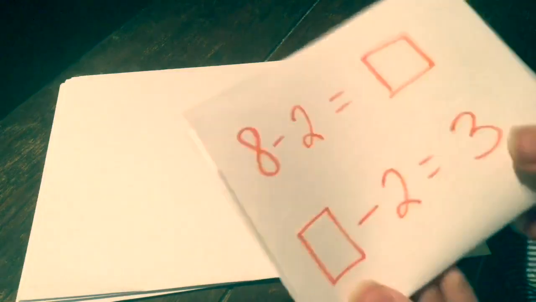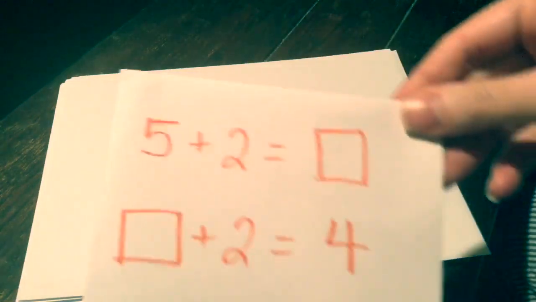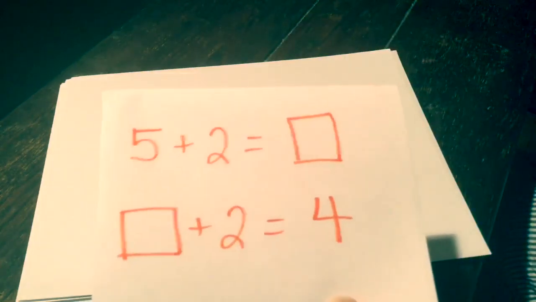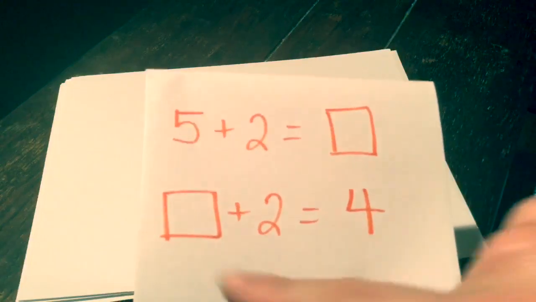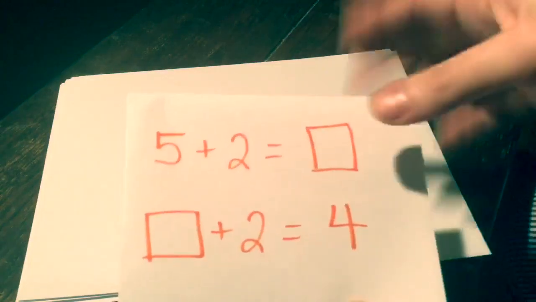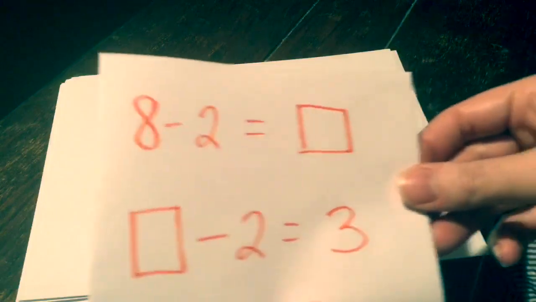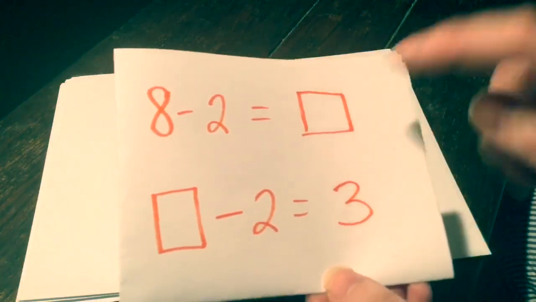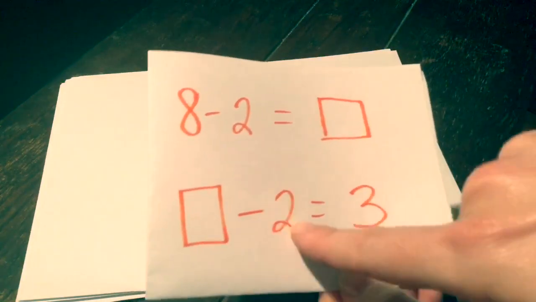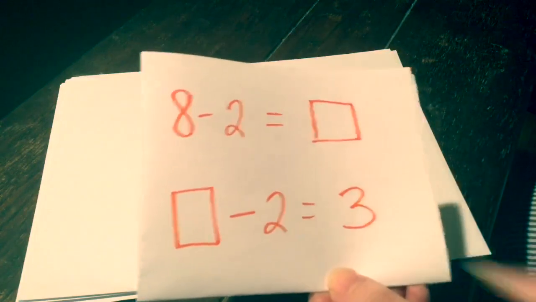We're also going to look at how to find problems with 2 more. So 5 plus 2 equals something, or something plus 2 equals 4. And problems where you would have 2 less. 8 minus 2 is how many? Or 2 less than what number equals 3?